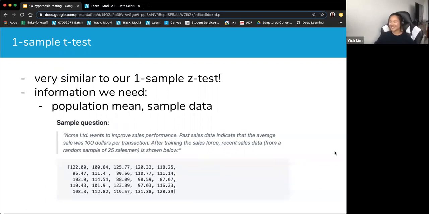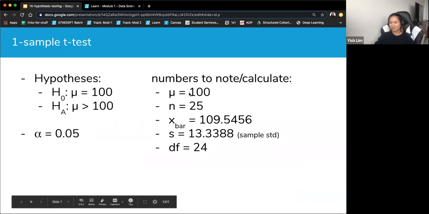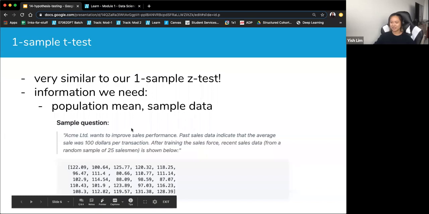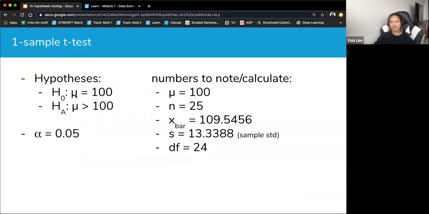All right. All good. Our hypotheses, so going back here, it used to be 100, and we want to see if sales performance has improved. So our null hypothesis is that mu is 100, and our alternative hypothesis is that mu is greater than 100 because we want to see an improvement. So it's a one-tailed test. That's usually step one.